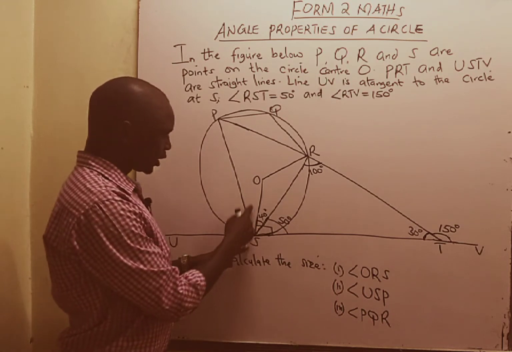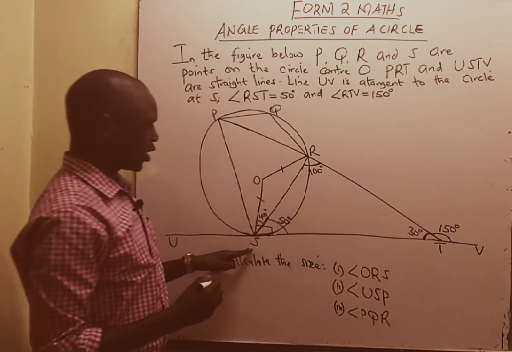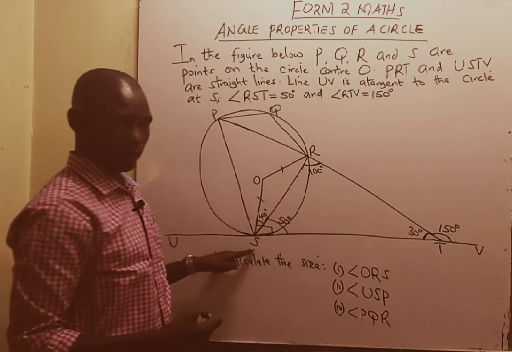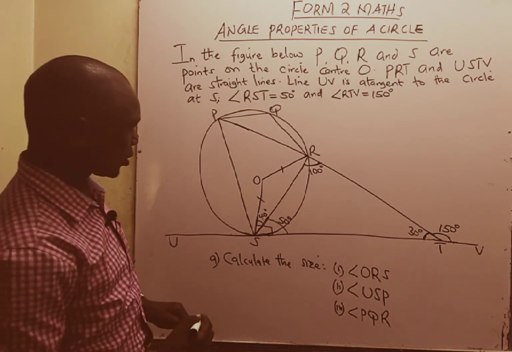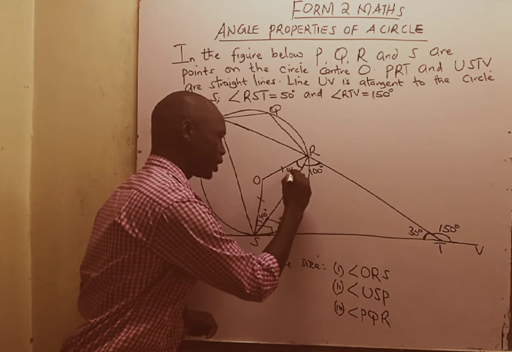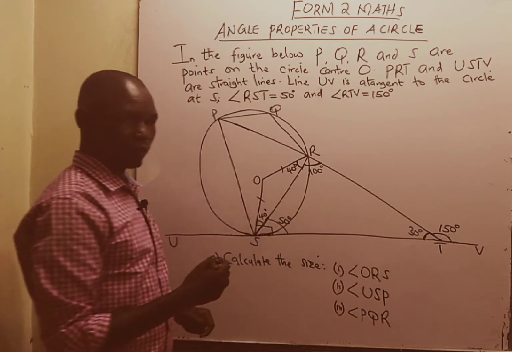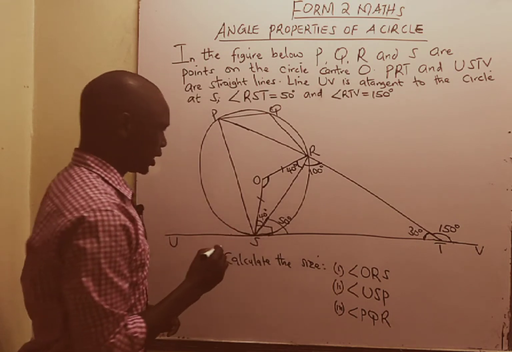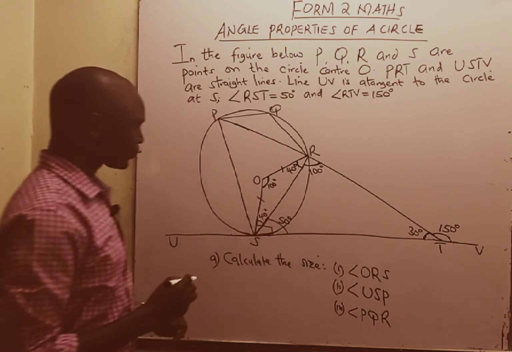And if this is 40, since OS and OR are the same, since they form the radius of the circle, this triangle OSR is an isosceles triangle. The base angles of an isosceles triangle are the same, so if this is 40, this is automatically 40 degrees. 40 plus 40 gives you 80. Since this is a triangle, the sum is 180, so the angle remaining is 100 degrees.